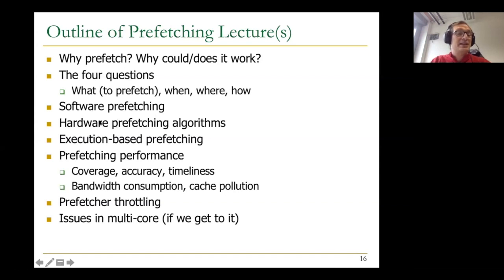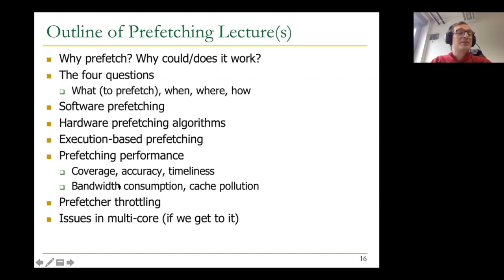Usually, execution-based prefetchers are hardware-software cooperative, but not necessarily also. And we're going to touch upon prefetching performance in between, somewhere over here. Talk about coverage, accuracy, and timeliness, 3 metrics to evaluate a prefetcher, plus side effects of prefetching, which is bandwidth consumption and cache pollution. So prefetching can actually reduce performance also if you do not do it well, just like caching can reduce performance, like we've discussed, right?